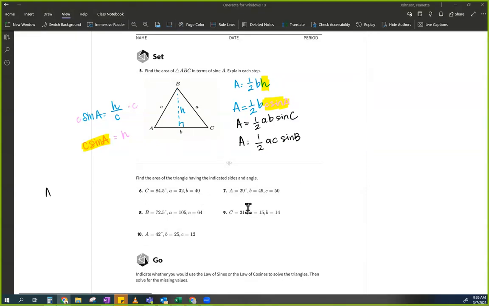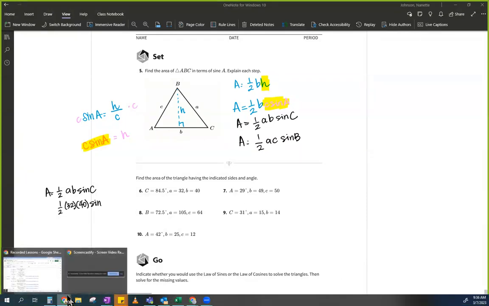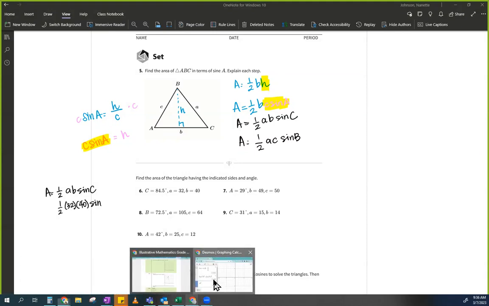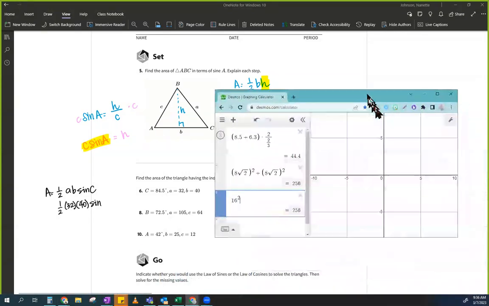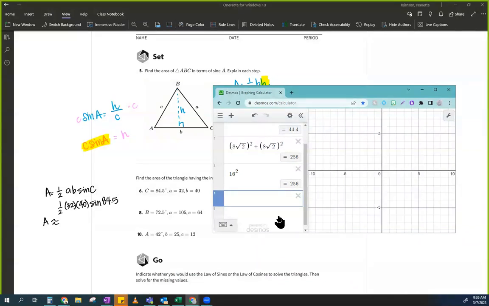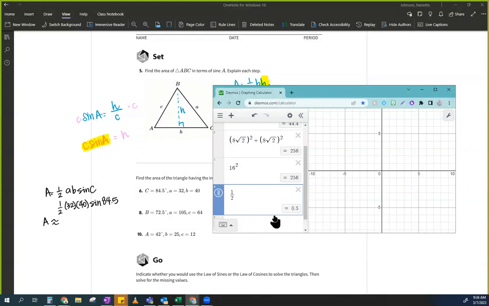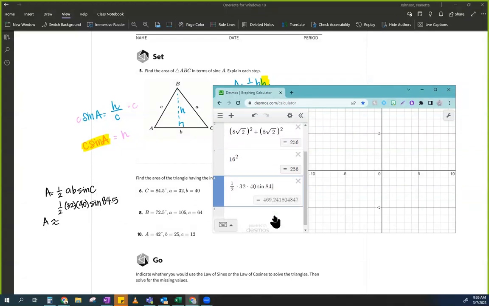So that's half times A, which is 32, times B, which is 40, times sine of 84.5. And so that's going to be an approximate. So I'm going to bring my handy dandy calculator. Where are you? Here you are. And then I'm just going to plug everybody in. Okay, so here I go. It's 1/2 times 32 times 40, sine 84.5.